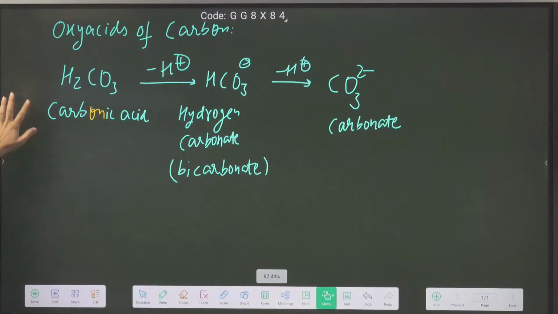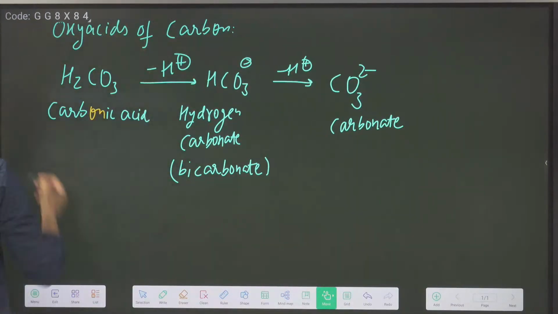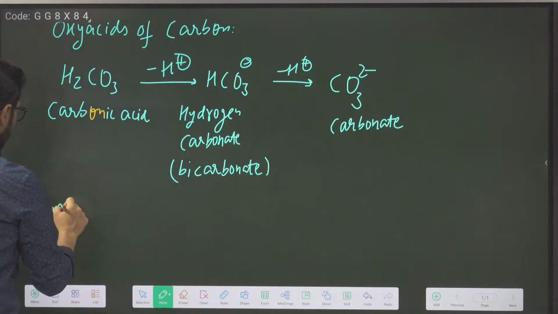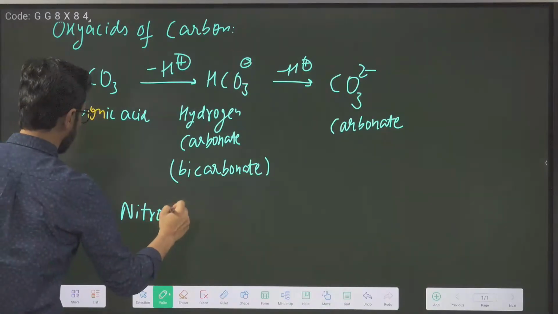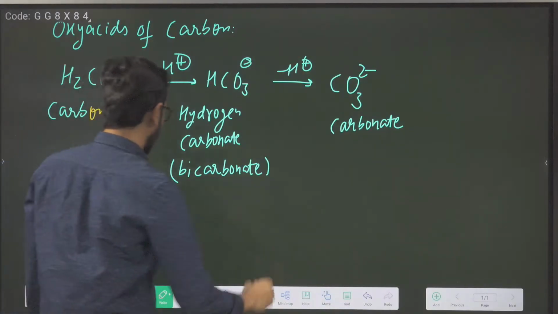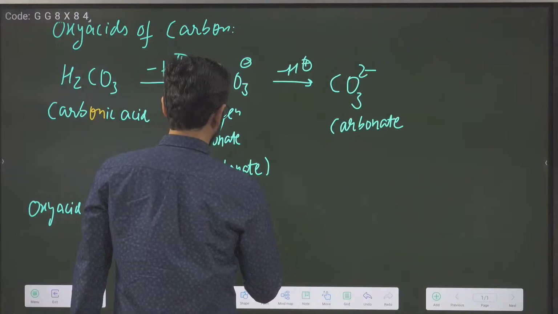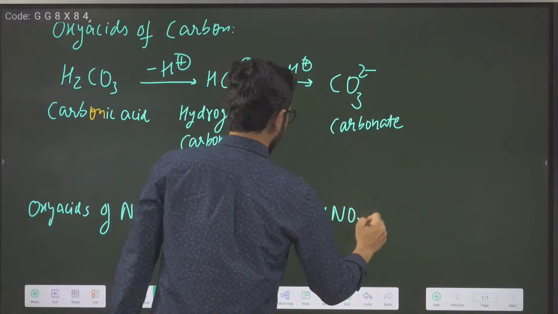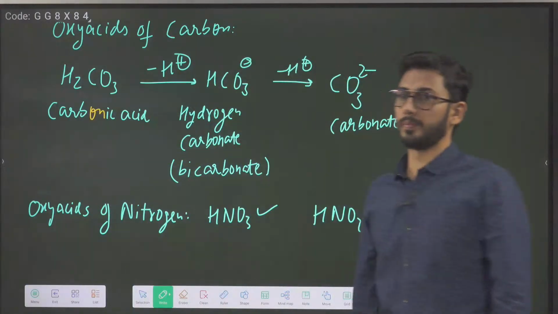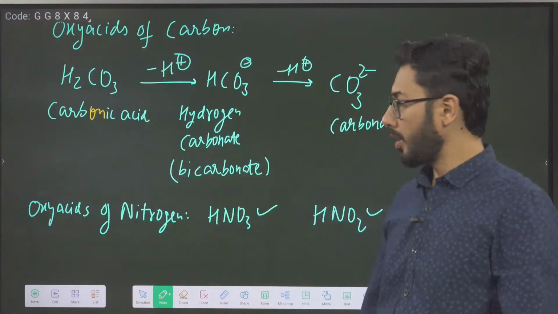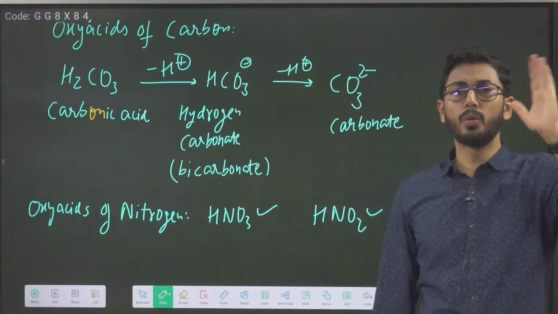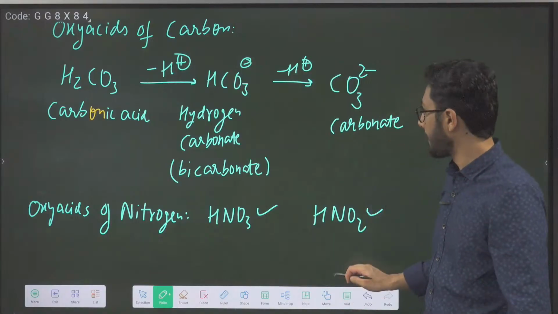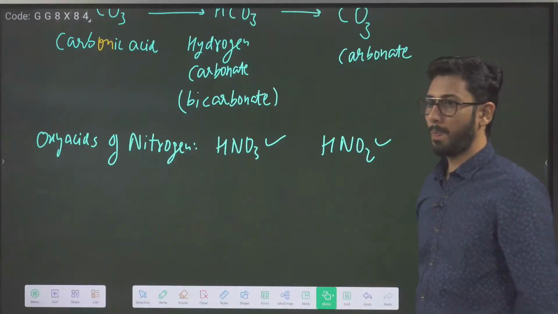Oxyacids of carbon we have discussed, carbonic acid. Other is oxyacids of nitrogen. Discuss that one also. HNO3 and HNO2 both discussed last lecture. Bolo bhai. Last lecture we have discussed HNO3, HNO2 both. NO3 minus nitrate, NO2 minus is nitrite. Yes?